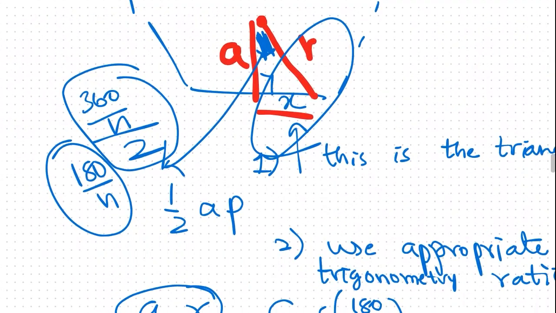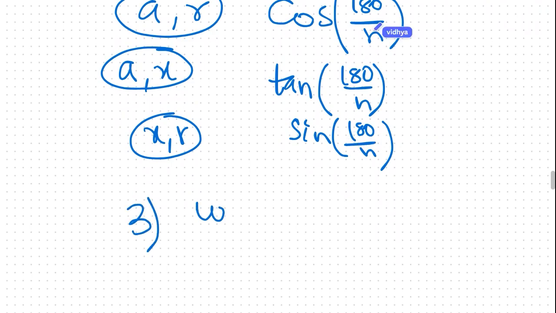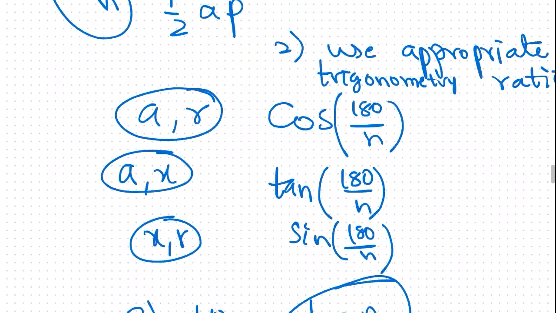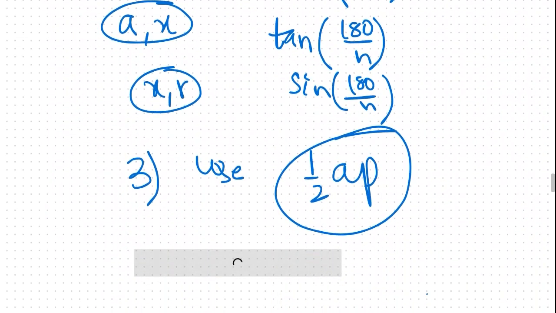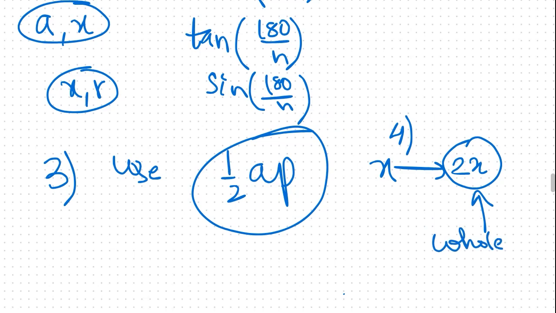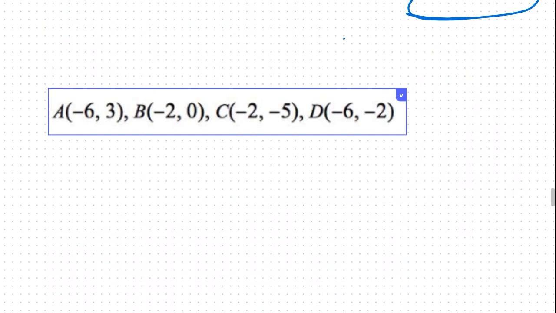So these are the formulas. You can find the appropriate side, and the third step is obvious: use the half a p formula. One more thing: when you find x in the question, you have to double it to get the whole side. So the perimeter is that times n.